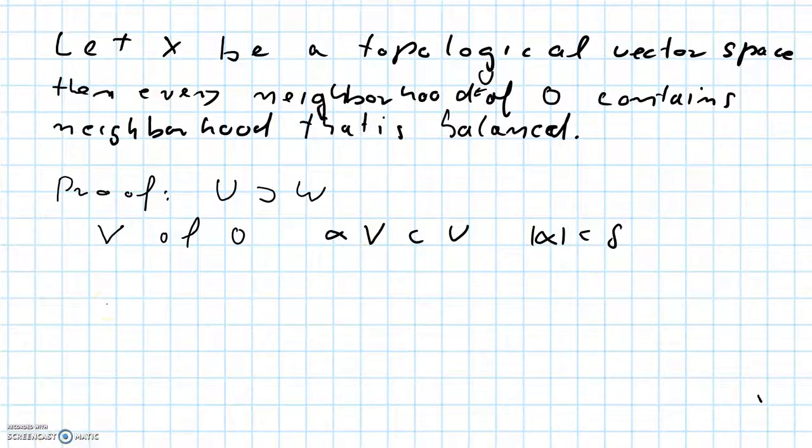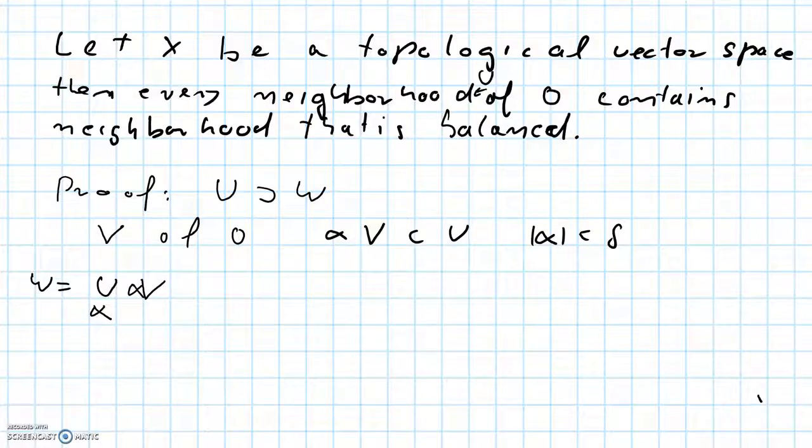Now we take the union over all sets alpha V, and we call this union W. And this is our balanced set. So let's check that it is indeed balanced.